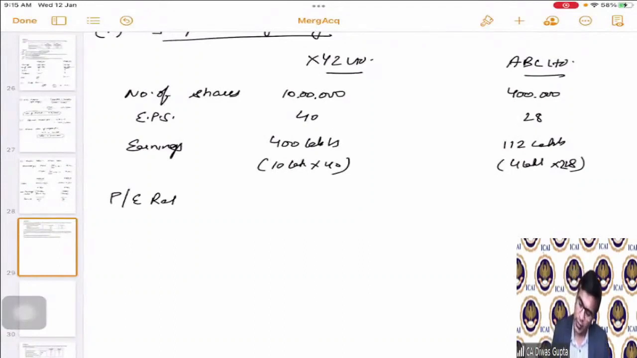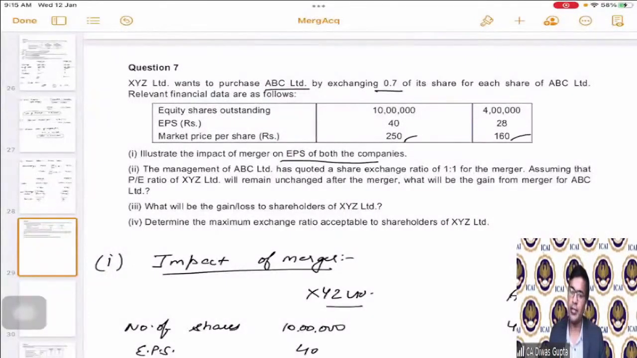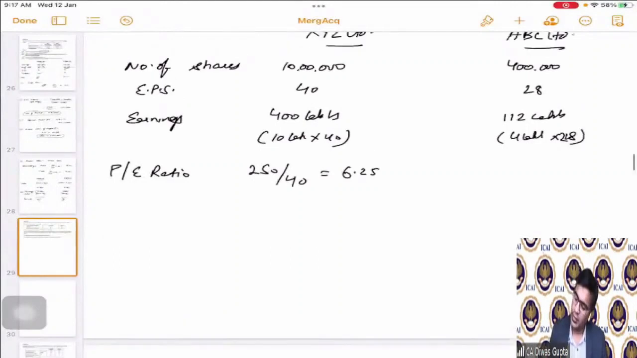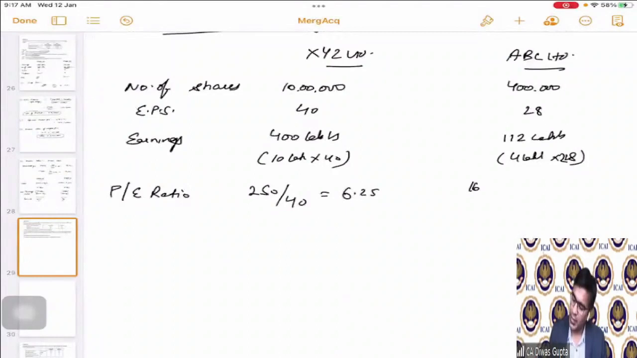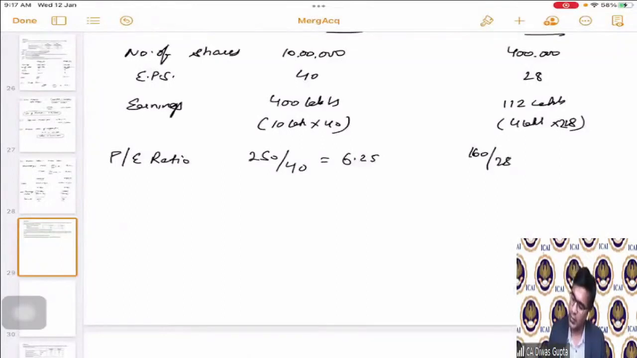And the PE ratio is basically 250 divided by 40, correct? Because the market price is given as 250 and 160 respectively. So the PE ratio we can calculate as 6.25, because in the upcoming part we will make use of this PE ratio. Hence, we are going to calculate 160 divided by 28. So this comes as 5.71. We have the PE ratio, we have the earnings per share, and we have the MPS as well.